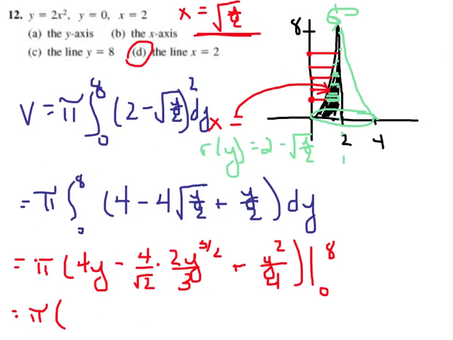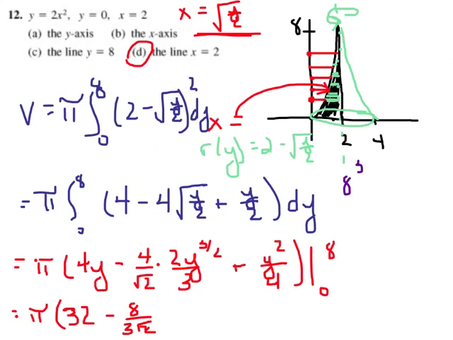Times 4y squared over 2. Oh, I already integrated. Sorry, I gotta plug in the 8. Okay, 4 times 8. And then minus, how do I want to do this? We'll clean it up later. 8 over 3 times the square root of 2. And then if we're plugging in 8 to the 3/2, make sure you don't go to a calculator for this.